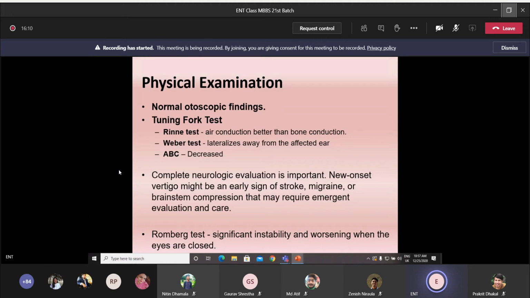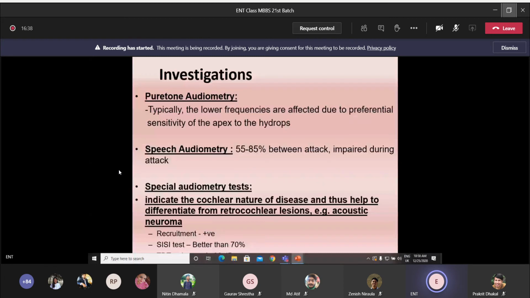Now, you also need to do a complete neurological evaluation along with the ENT examination to rule out other conditions. And if you do a Romberg test, this patient is very unstable, and when they close their eyes, the condition worsens even more. Those were the examination findings. Now comes the investigation. The first thing you investigate is pure tone audiometry.